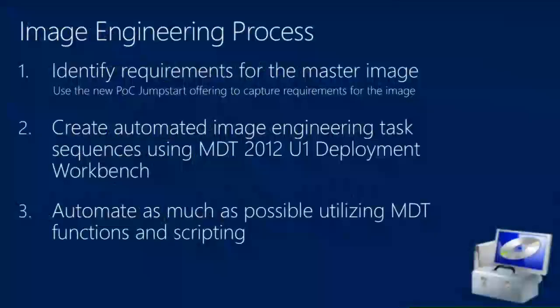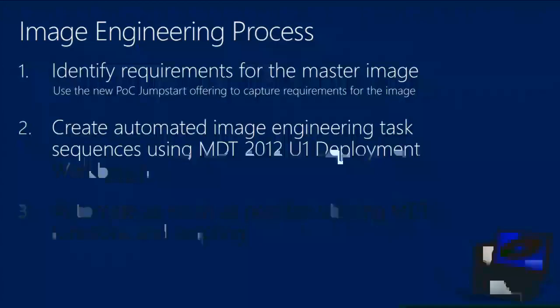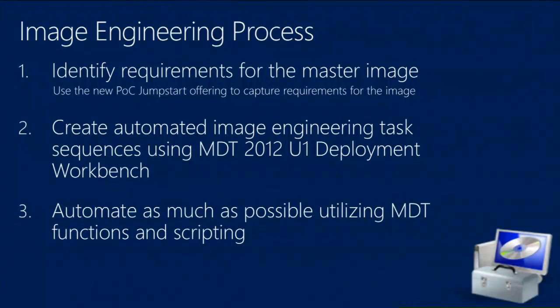So this is the image engineering process that we're going to talk about today. We're going to talk about identifying requirements for that master image. How do we gather information about what needs to be in the image? Because there can be a large amount of change that needs to take place from the vanilla image that we provide you on the DVD to what you actually need to deploy in your organization.